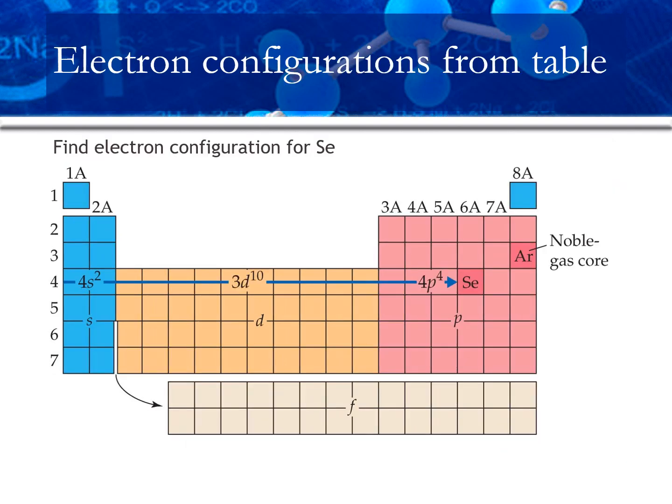So if we want to find the electron configuration for selenium, first locate selenium on the periodic table. We haven't shown all of the elements, but we've identified selenium. Find the largest noble gas that is smaller than selenium. In this case, it's argon. And then we will write down an electron configuration in the following way.